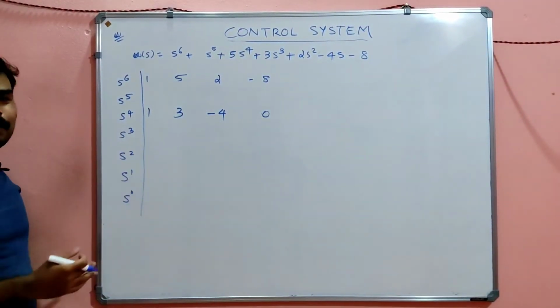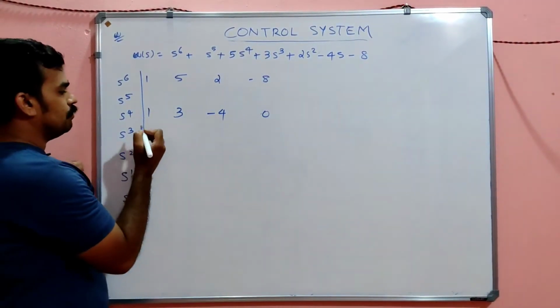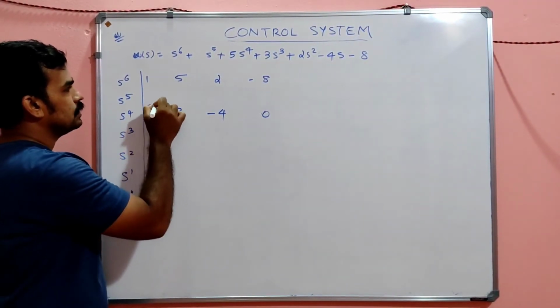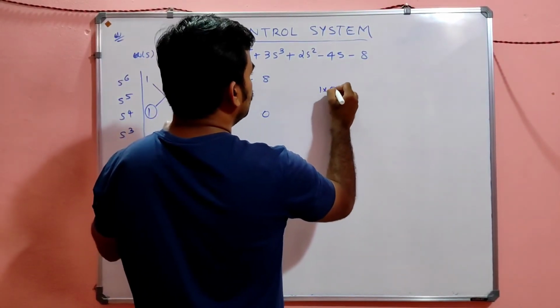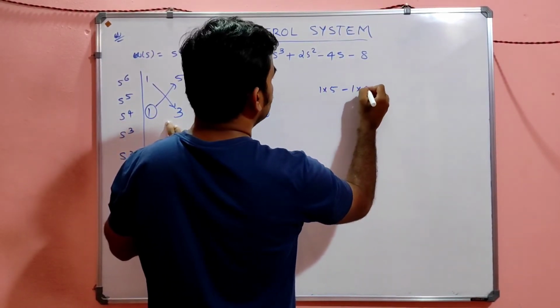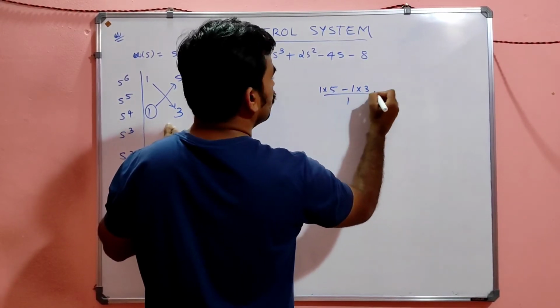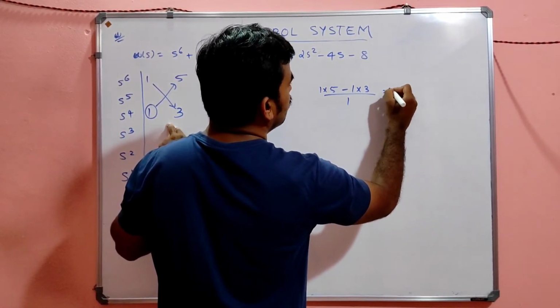Next you have to find the remainders. Okay. For this, what we have to do, my dears? Focus on this into this, minus this into this. Correct now? So it will become (1 into 5 minus 1 into 3) whole divided by 1. So it will be 5 minus 3, 2.